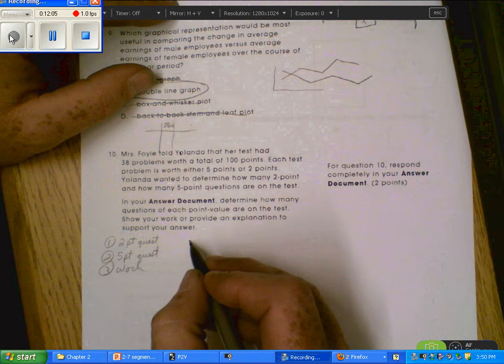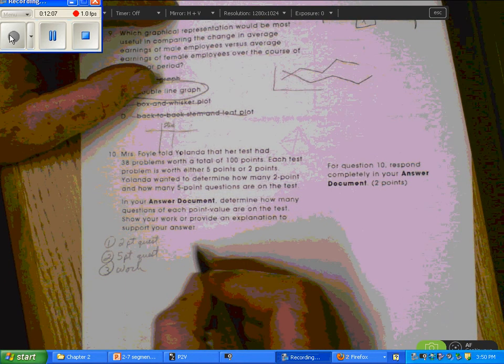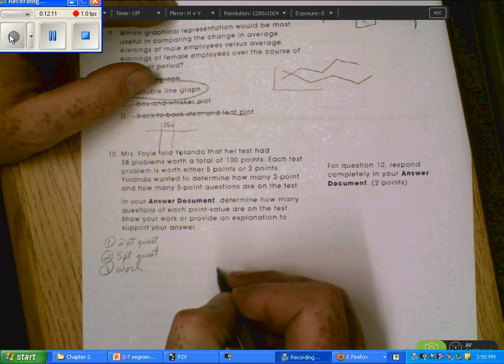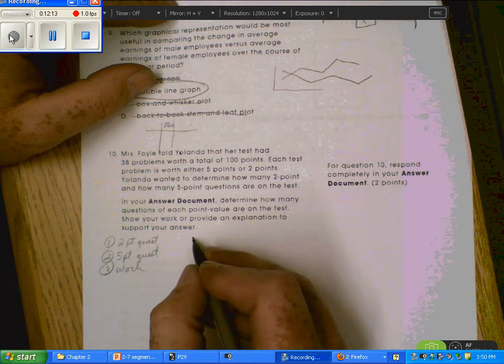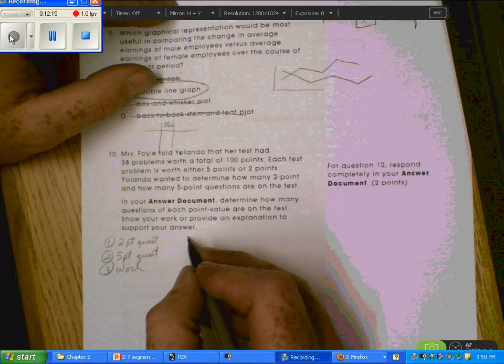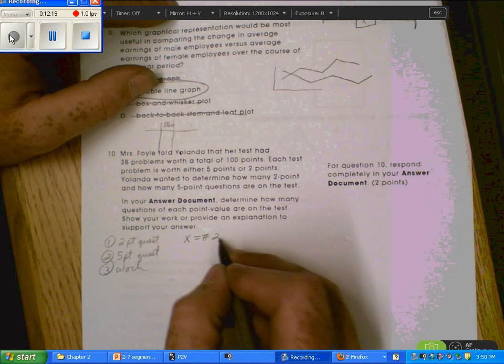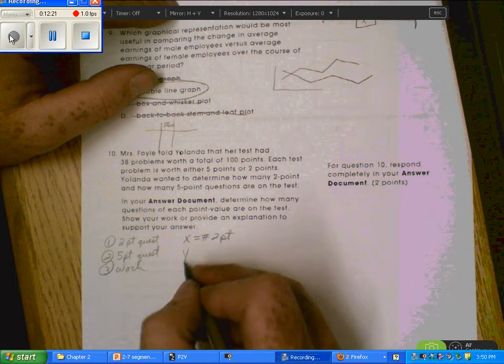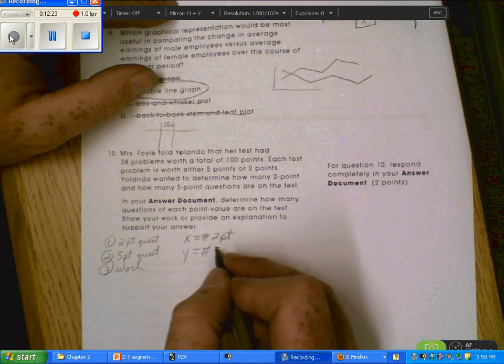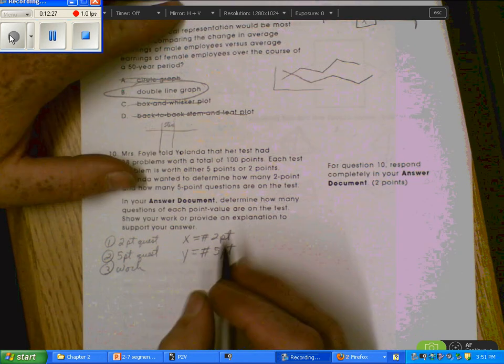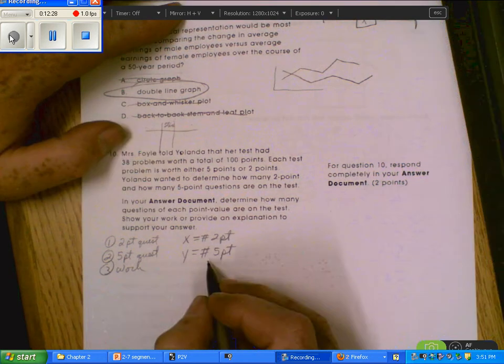So the way we're going to do this, you could think it through and try to figure it out that way, but you need to show your work, how you got your answers. I'm going to actually set it up algebraically. The way we do it algebraically is I'm going to let x equal the number of 2-point questions, y equal the number of 5-point questions. Normally we don't like to put x and y in the same problem because that makes it harder, but on this one we have to.